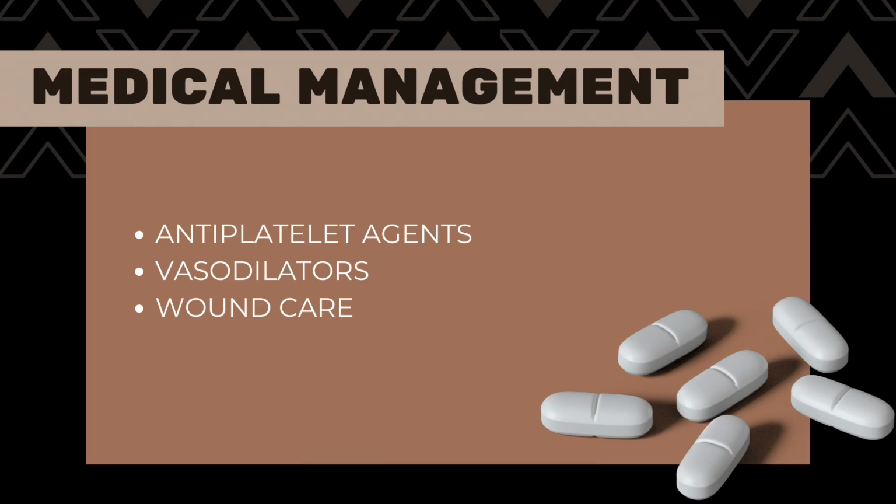And for the medical management, first is antiplatelet agents. In the case of thromboangitis obliterans, antiplatelet agents may be used to help improve blood flow and prevent the formation of blood clots in the affected arteries. By inhibiting platelet aggregation, these medications can reduce the risk of further vascular complications. Commonly prescribed antiplatelet agents include aspirin, clopidogrel, or dipyridamole.